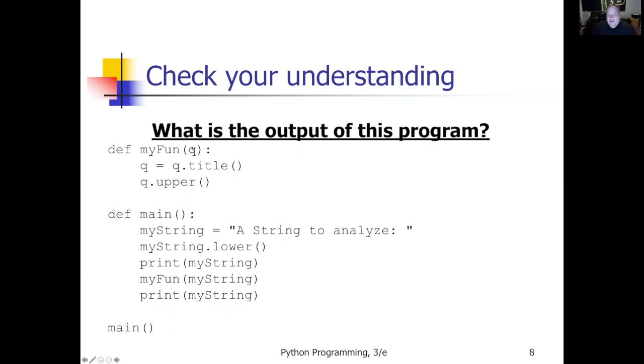Then myFun, and pass it my string. So I pass it my string, q equals q dot title, q dot upper. Now print my string again. What's the output? Is it going to be in uppercase, in title case? What's going to happen here? What do I get back? What is in my string at the end of this?